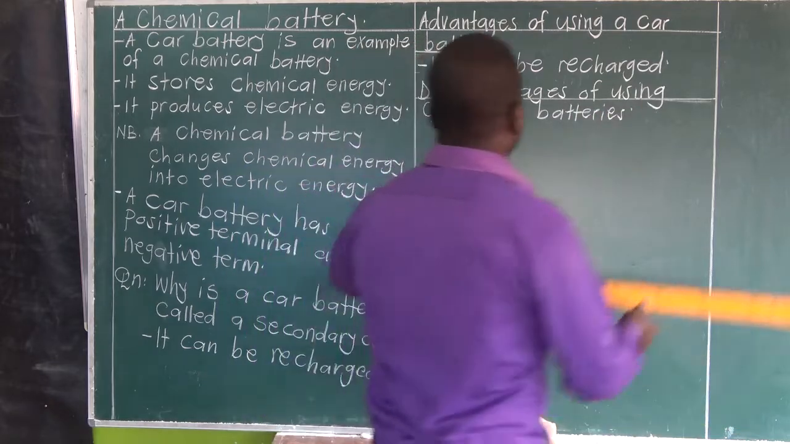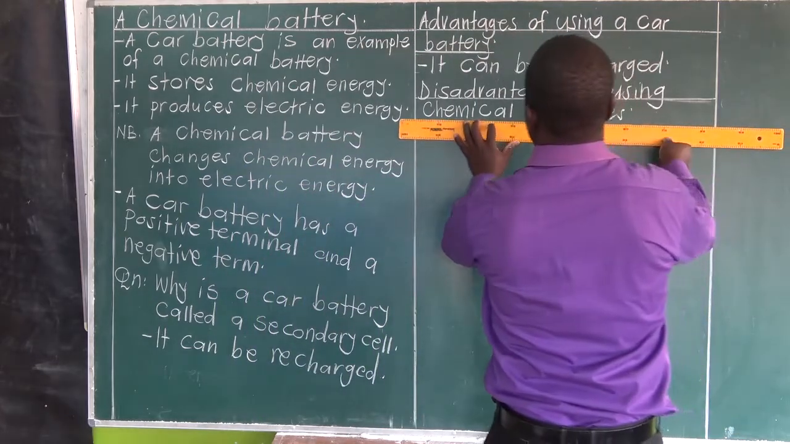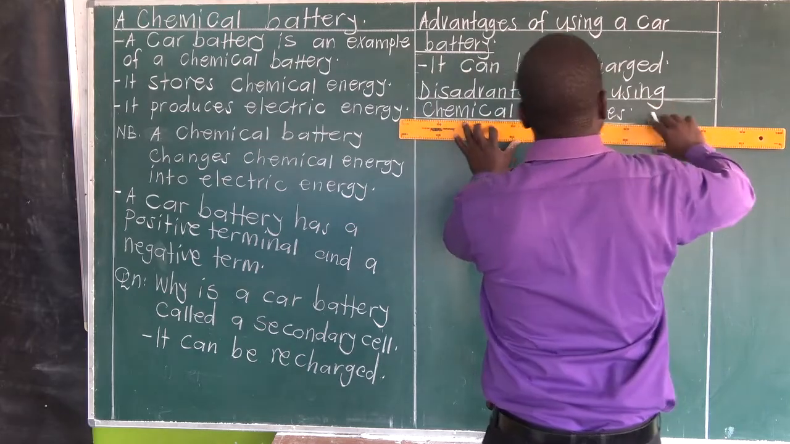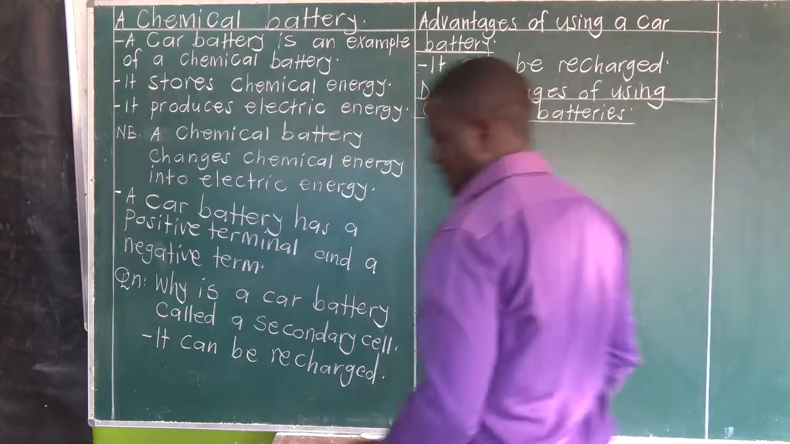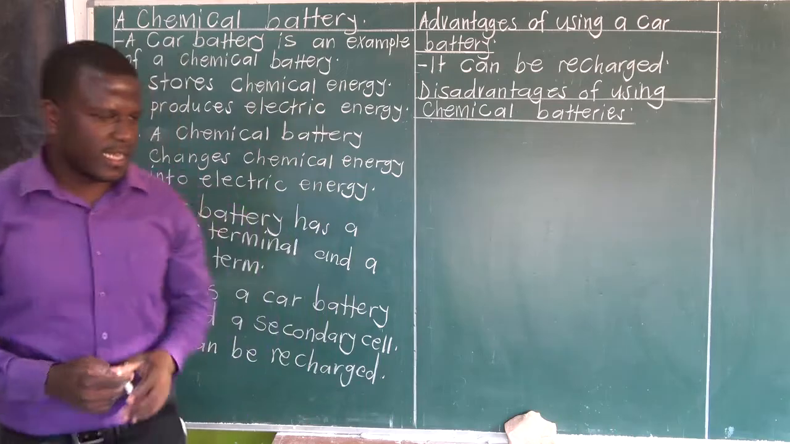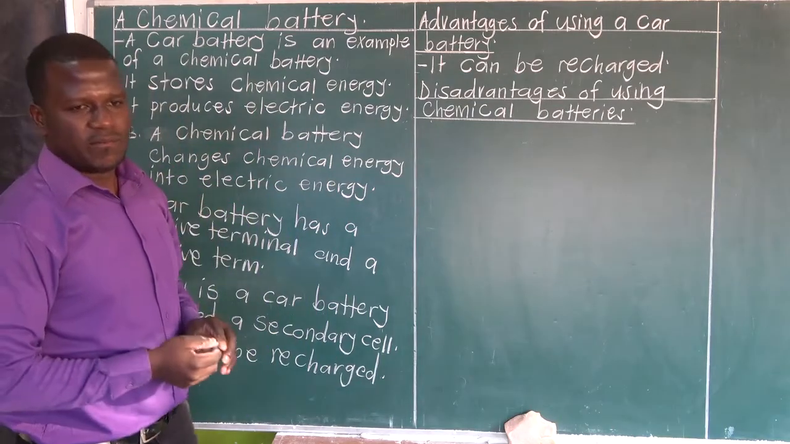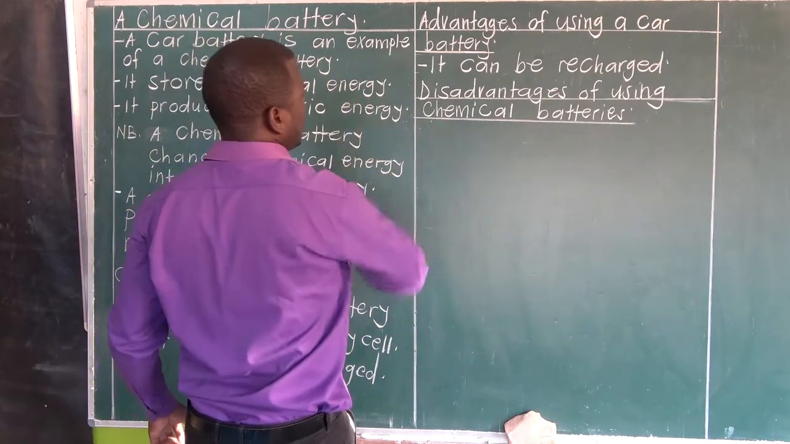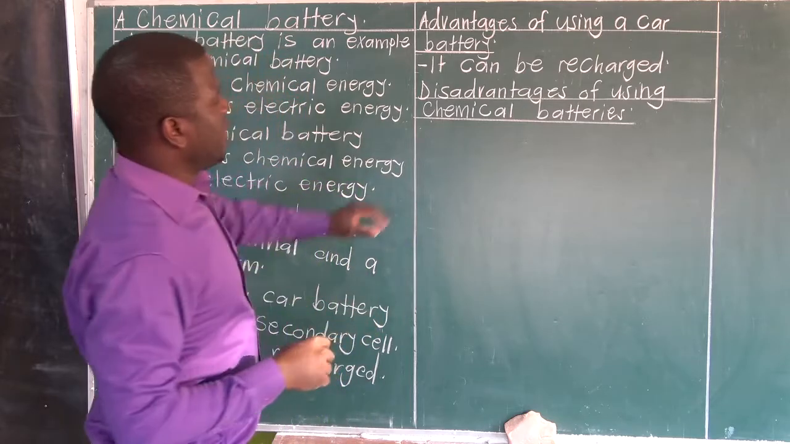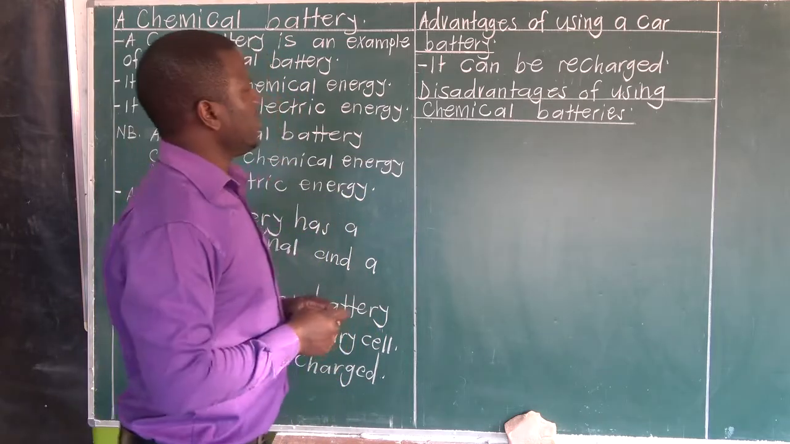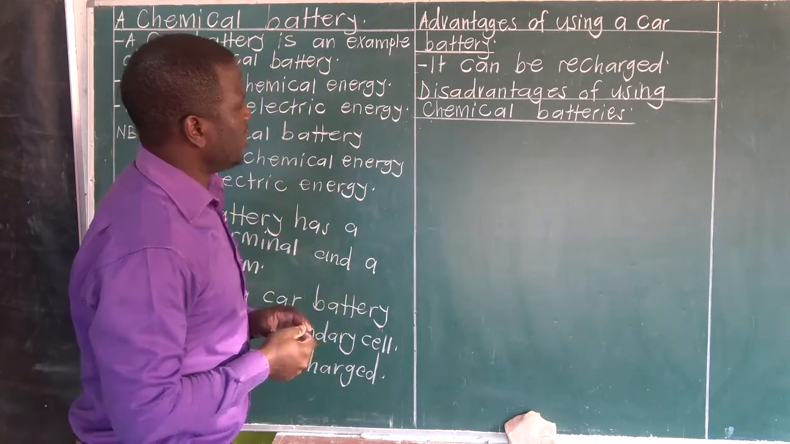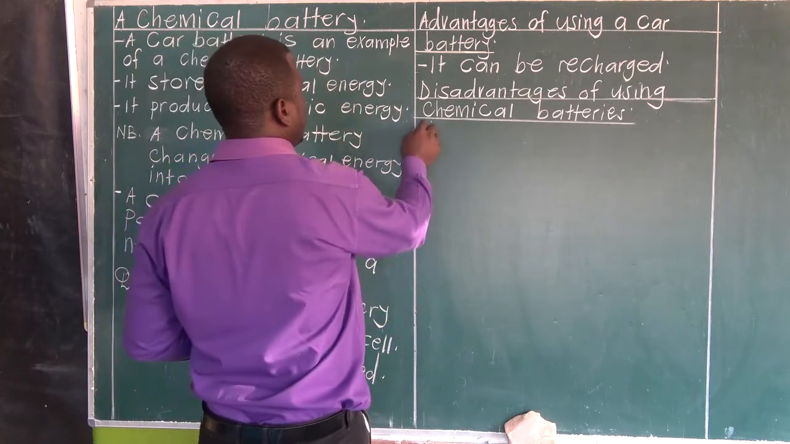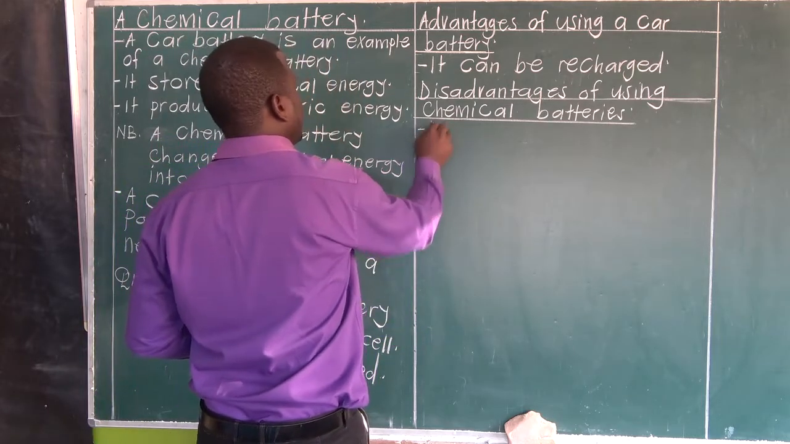One of the disadvantages of using chemical batteries is that these chemical batteries contain an acid which is harmful to human health. I repeat, the disadvantage of using chemical batteries is that it contains an acid which is harmful to the human body or to human health.